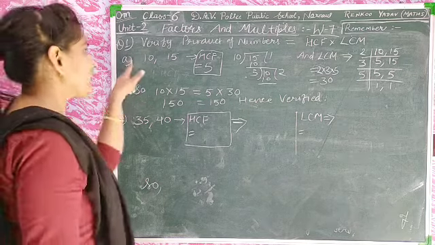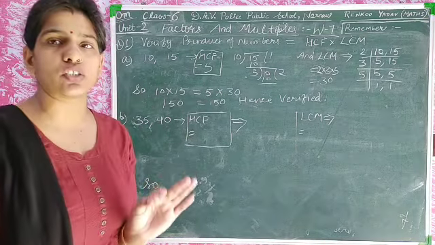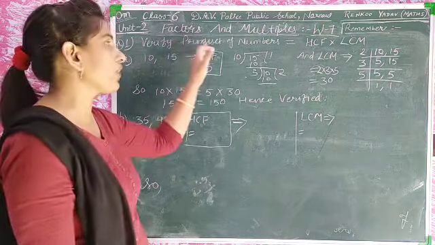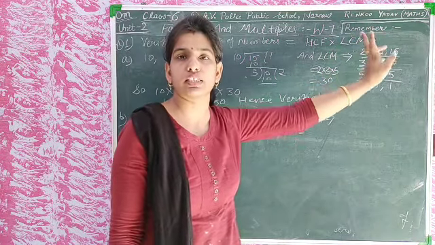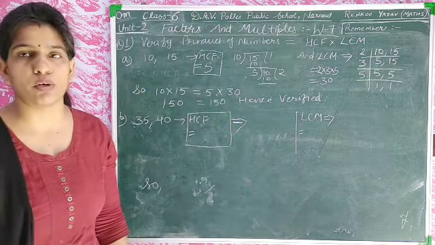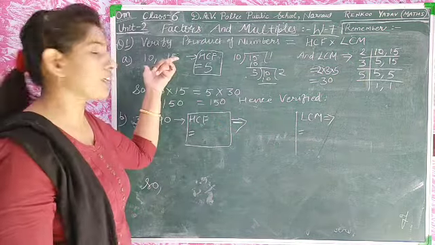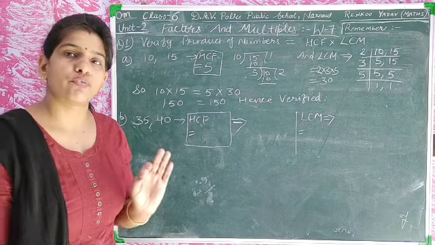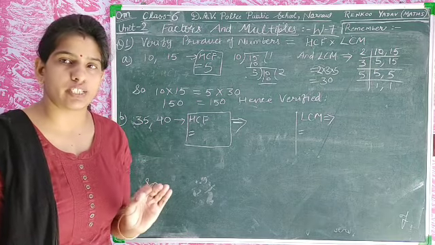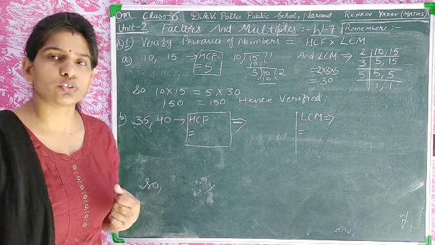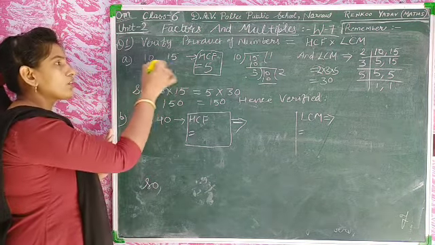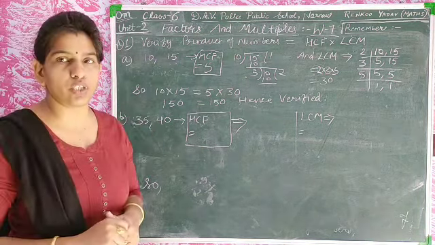Now students, you are seeing question number 1, and in question number 1 we have to verify that the product of the numbers is equal to the product of HCF and LCM. We have to verify this problem. There are two numbers given here. First we have to find their HCF, and then we have to find their LCM. The two numbers are 10 and 15.